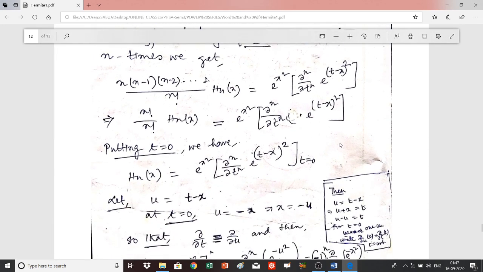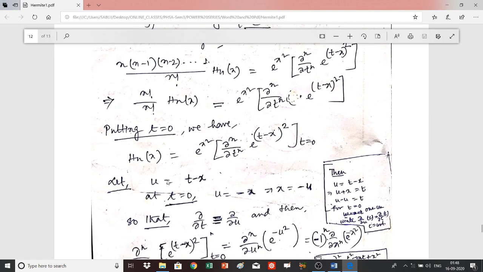So then from here it is n factorial by n factorial, H_n(x) is equal to e to the x square, d^n/dt^n of e to the power (t minus x) whole square. So now just put t is equal to 0 in this relation. So you will have H_n(x) is equal to e to the x square, d^n/dt^n of e to the power (t minus x) whole square, at t is equal to 0.